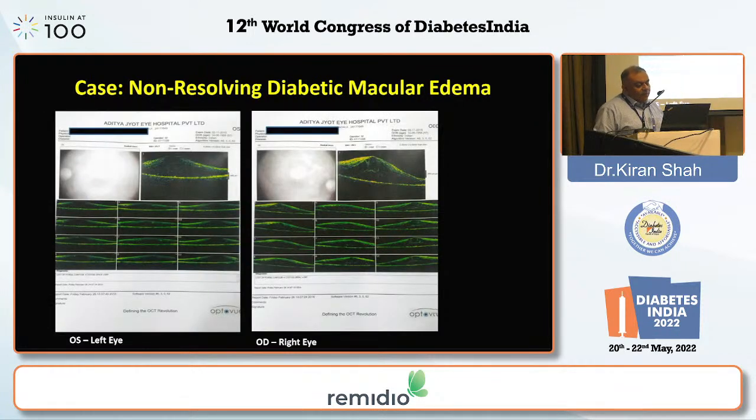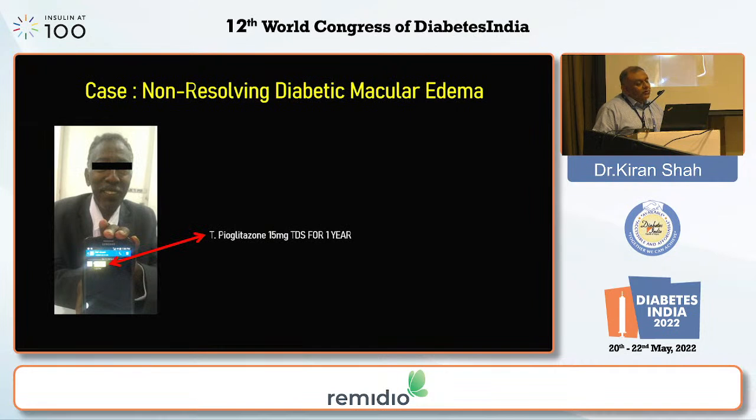This is the report which we first saw, and you can see there is diabetic macular edema in both the eyes. There is complete loss of foveal depression. And this is the patient who was unable to tell us what medication. We tried to figure out what medicine he's taking for the management of diabetes, and he was taking pioglitazone 3 times a day for 1 year.